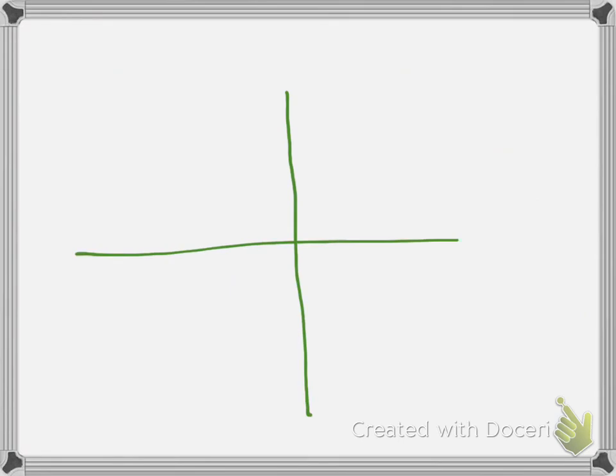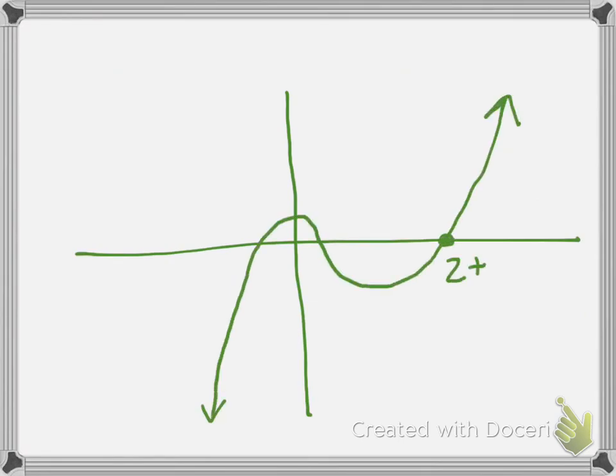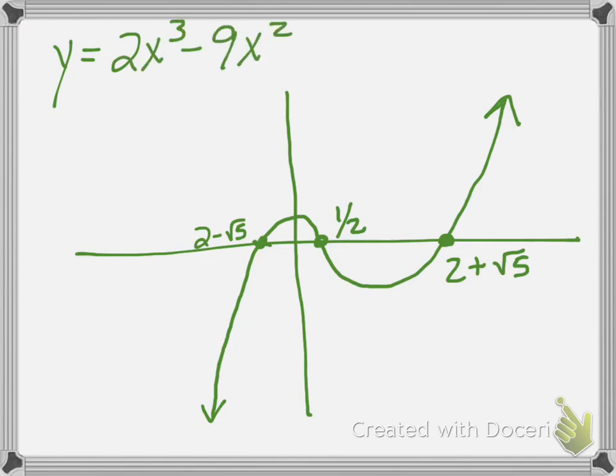Looking at our graph, it's a degree 3 polynomial. It's crossing the x-axis at the 3 points, 2 minus square root of 5, 1/2, and 2 plus the square root of 5. And for the y-intercept, we just let x equal 0. We end up with y equals 1 when x equals 0. So we get the point 0, 1. And here's a sketch of our degree 3 polynomial.